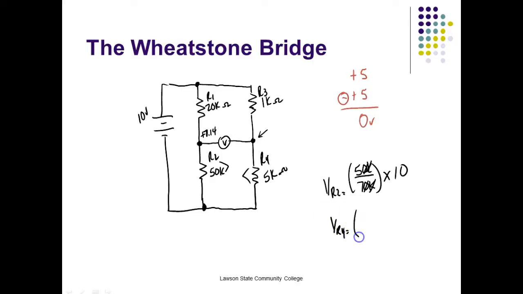would be equal to 5K divided by 7K, and there it is. We already know it's going to be there, right? Times 10. Well, over here, the K's cancel each other out because they're on the top and the bottom, which means this guy right here is going to drop 7.14 volts also. So it means my meter would measure 0 volts, so the bridge is balanced.